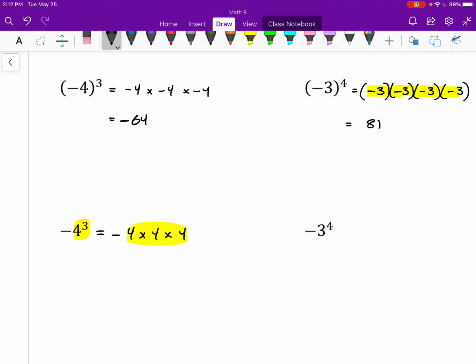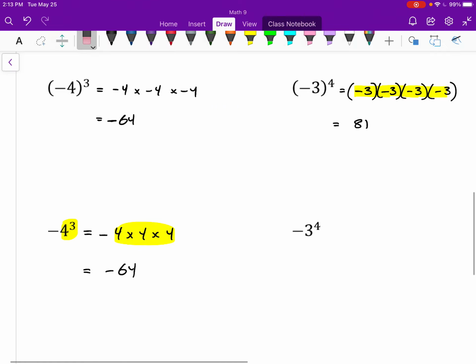Then, this question has a base of 4 with a negative in the front. So this is 4 times 4 times 4, which is 64, with a negative in the front. So in this case, the answers were the same, but they meant something different. They evaluate to the same number, but they don't mean the same thing. So we've got to be careful.